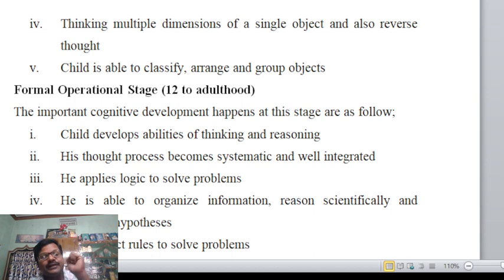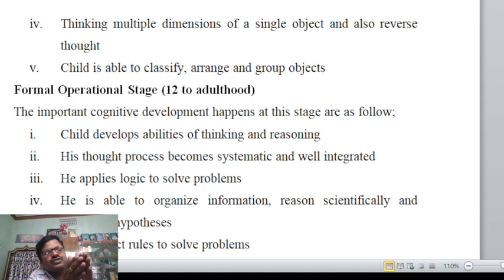The child can sense your feeling. The child can analyze your feeling, your behavior, your words, etc. So the ability of thinking and reasoning, trying to know the reason, trying to justify a thing, that type of mental ability will be developed during this stage. And his thought process becomes very systematic and well integrated during this stage.